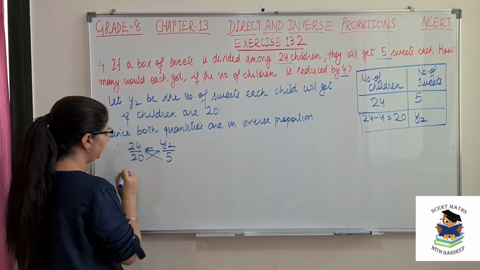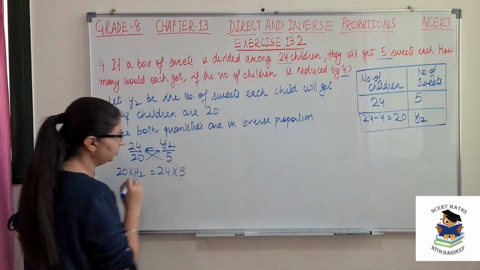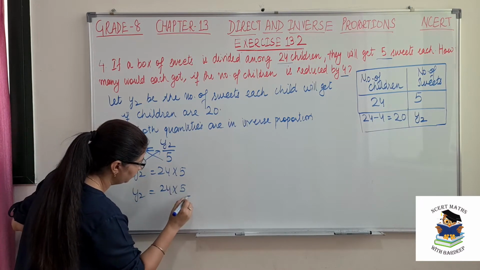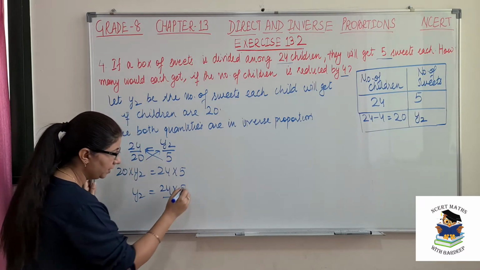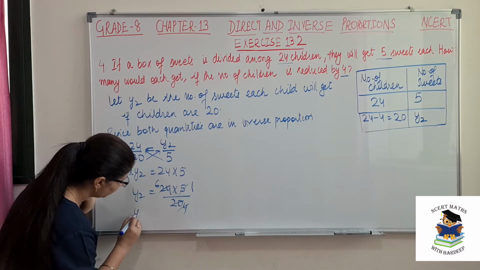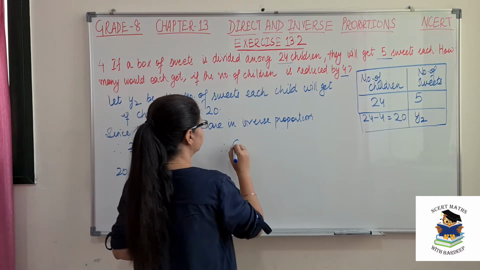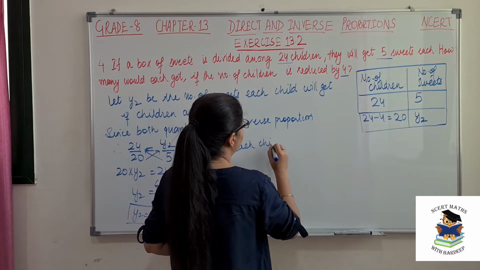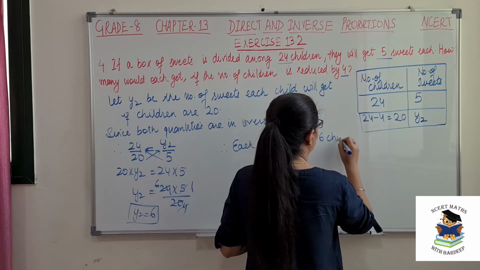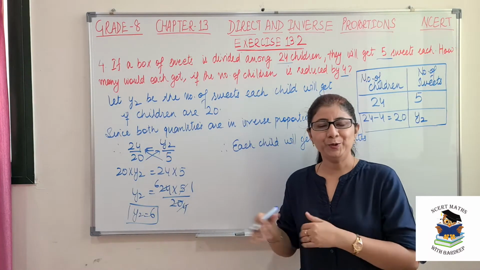So now we will cross multiply. So 20 into y2 is equal to 24 into 5. So what is y2 in our case? This is 24 into 5 over 20. So let's simplify this. 5 4s are 20, 4 6s are 24. So y2 is equal to 6. Therefore, each child will get 6 sweets. So this is our question number 4. I hope this question is clear.